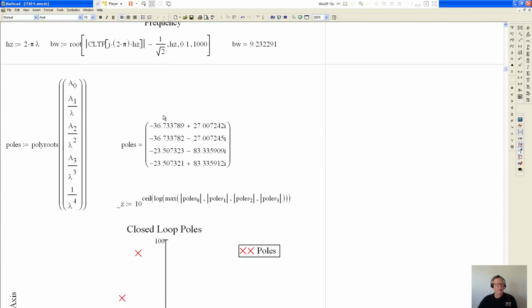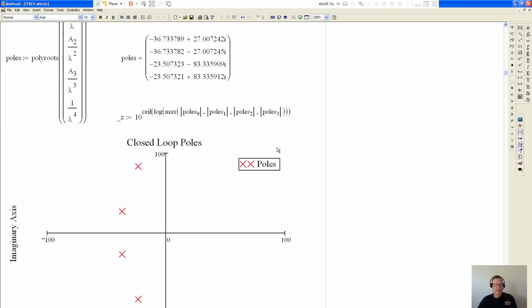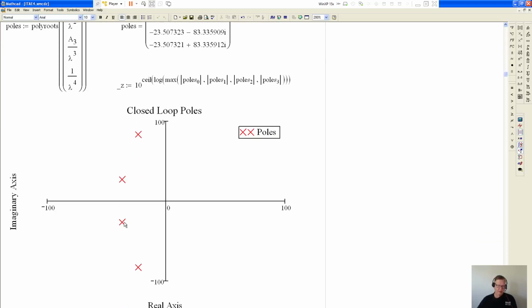So this is where the pole locations are. This calculates out the roots, or eigenvalues, or poles, and it plots them out. Now let me explain what lambda does to these poles. As I make lambda bigger or smaller, it moves the poles either farther away if I make it bigger, or closer if I make it smaller.